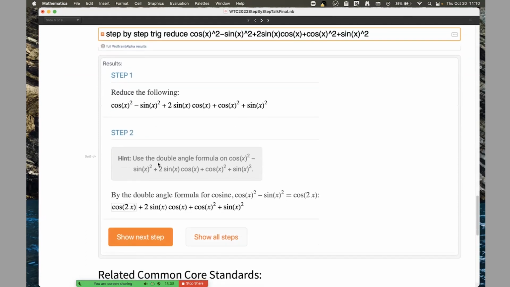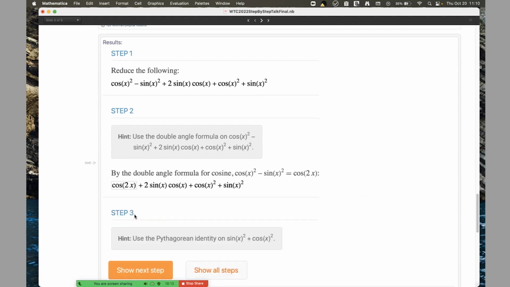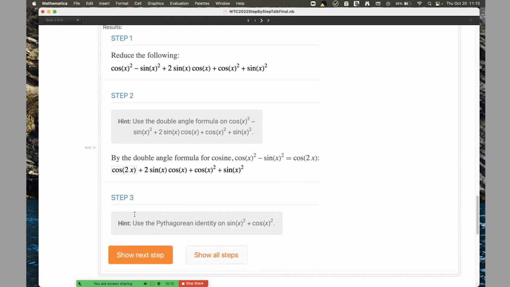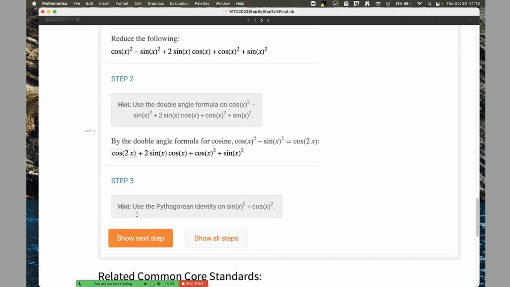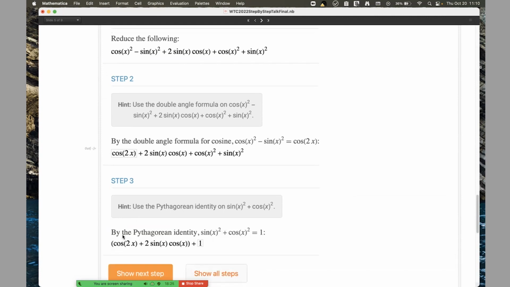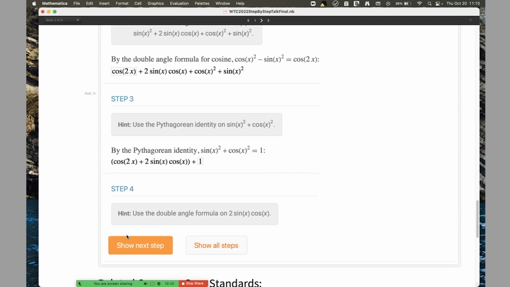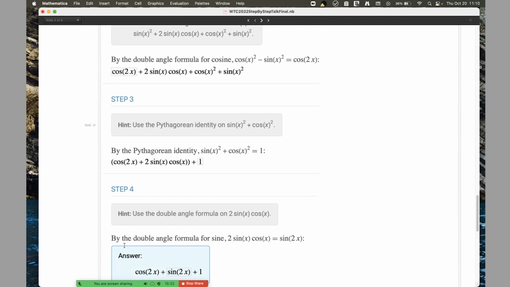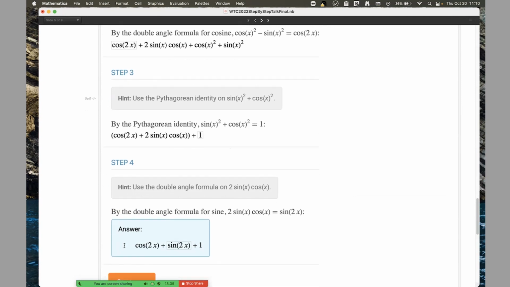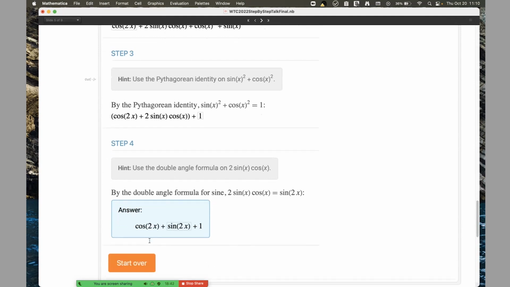So we have the double angle formula can be applied here. In particular, we could start by looking at the double angle formula for cosine, which is cosine of x quantity squared minus sine of x quantity squared equals cosine of 2x. We can apply this. Then we can denote the Pythagorean identity here. And then we can also apply the double angle formula for sine. And after simplification here, we return this formula: cosine of 2x plus sine of 2x plus 1.